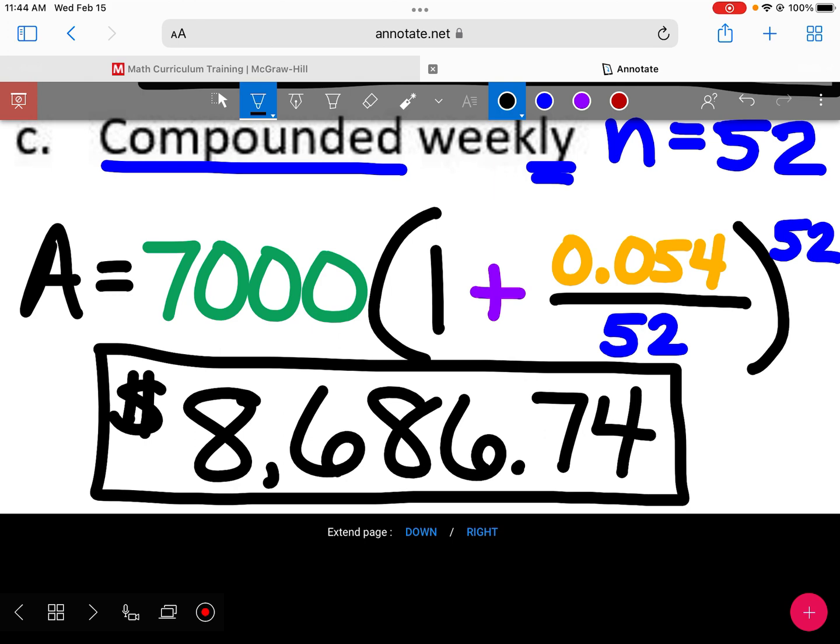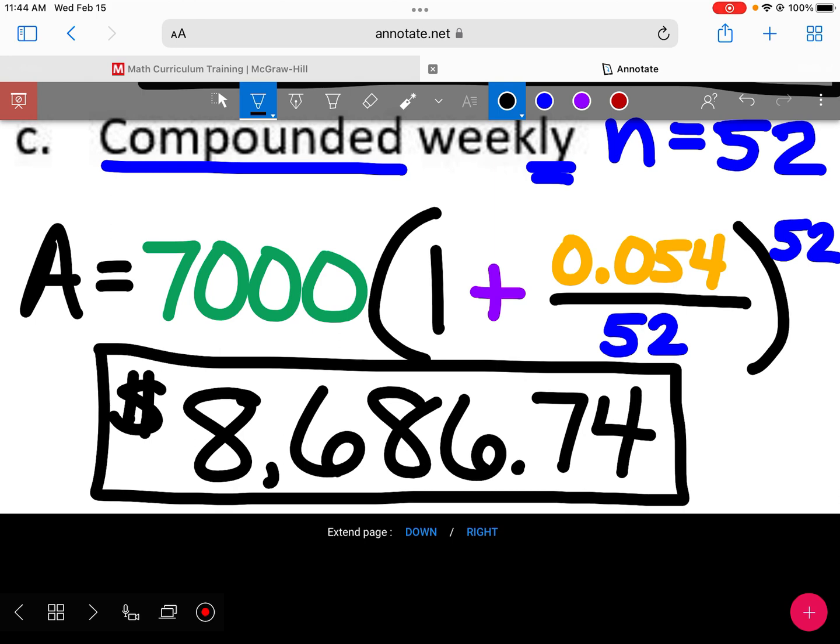What was the biggest n value we've had so far? 52. Was that one the biggest total? Yes. Was it a lot bigger than the others? 8686 is a lot bigger than the other two? No. It's like, what, 3 1/4 bigger than this one? But it's still bigger. Compounded more often when everything else stays the same should mean a bigger final answer.